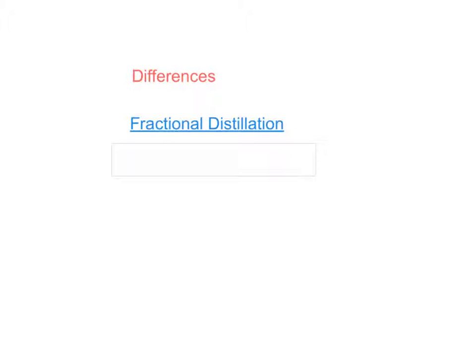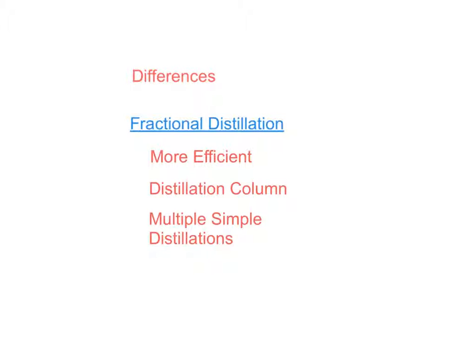There is a difference between simple and fractional distillation. Fractional distillation is more efficient, and it has a distillation column which allows multiple simple distillations inside it that can purify more ethanol than the simple distillation. As a result, we can see a jump in the temperature of the boiling point for the fractional distillation graph.